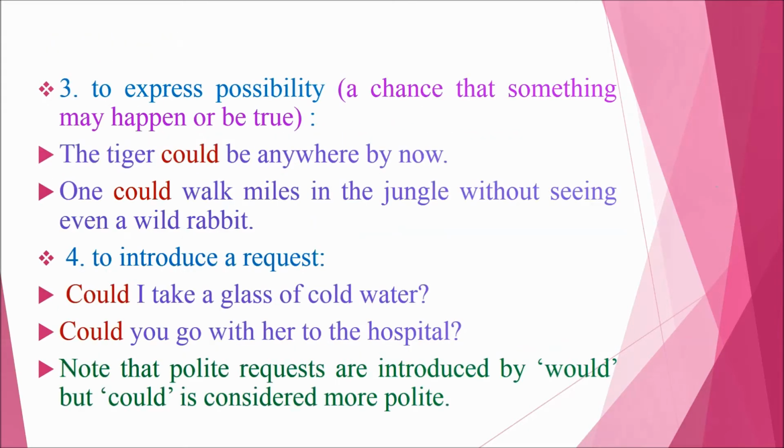Then, could is used to express possibility. So, what is meant by possibility? Possibility means a chance that something may happen or be true. Example sentences are: The tiger could be anywhere by now. One could walk miles in the jungle without seeing even a wild rabbit.